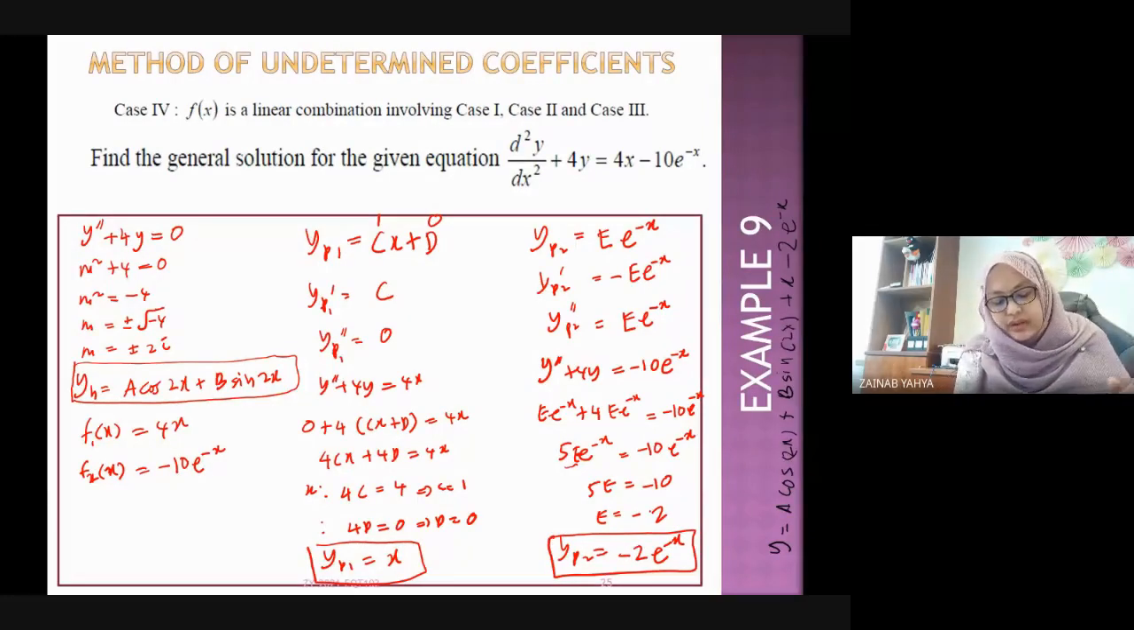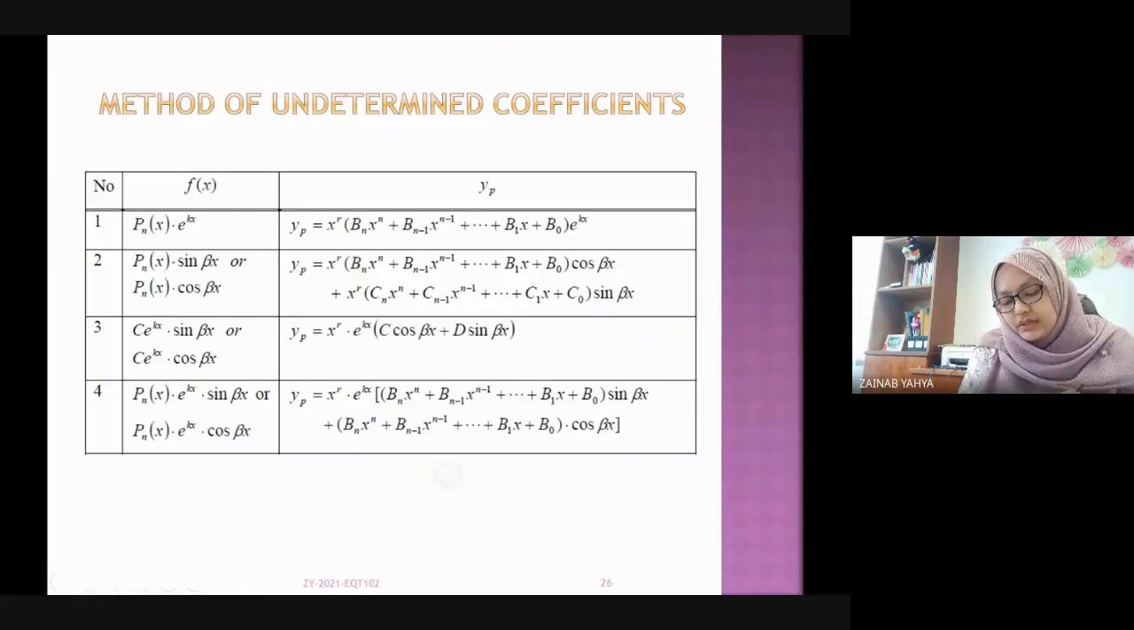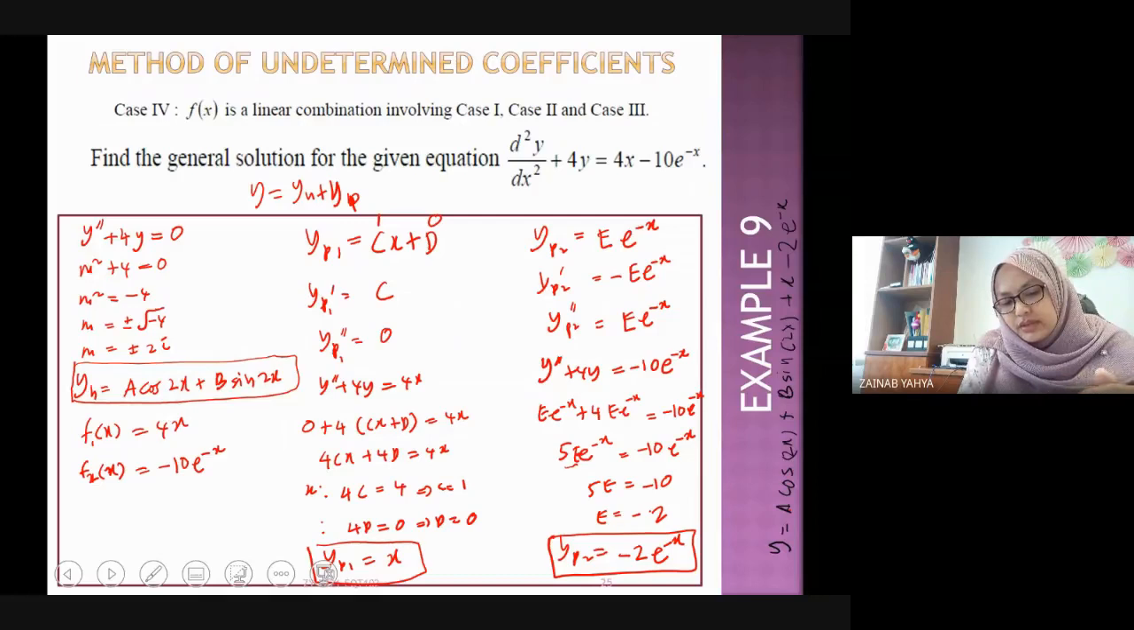So we add together, since y is equals to y homogeneous plus y non-homogeneous, YH and YP. So in the end we'll get a cos 2x plus b sin 2x plus x minus 2e exponent negative x. So we obtain the answer here. Okay, you must write the final answer. So that's it for case 4.